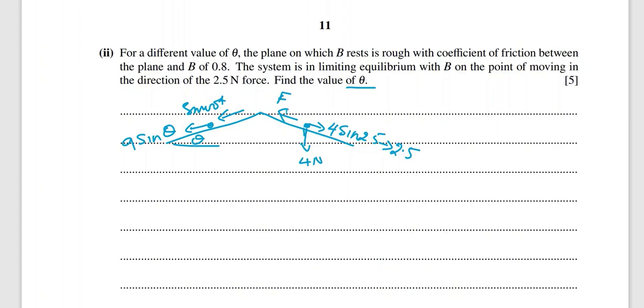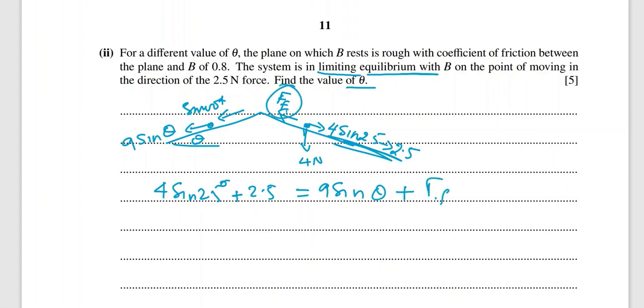Let's say frictional force here. The limiting equilibrium is there. That means the forces on all sides are equal. There is no acceleration, no motion. So the one on one side, which is 4 sine 25 degrees plus 2.5, will be same as the one towards the other side, which is 9 sine theta plus this force of friction. And mind it, only this plane is rough, not the other one. So let's find force of friction first, which is mu R. What is the R? Normal contact force of this will be 4 cos 25. That will be the R. So it will be 0.8 times 4 cos 25.